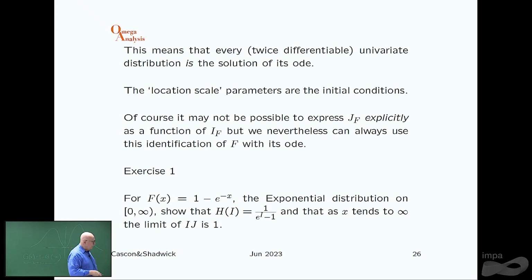So here we're back to the exponential distribution that we saw the fit for. It's easy to check. You can actually do the inversion in this case, and you can calculate J, and then you can work out what H is as a function of I. It's just 1 over e to the I minus 1. Well, as x tends to infinity, I tends to 0. It's log of F. F is going to 1, so the log of F is going to 0. And the limit of this is 1.